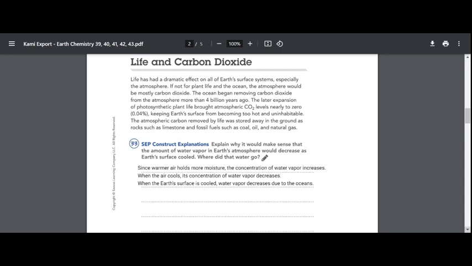So explain why it would make sense that the amount of water vapor in Earth's atmosphere would decrease as Earth's surface cooled. Where did that water go? So we know that warmer air holds more moisture, which means the concentration of water vapor increases. And so when the air cools, its concentration of water vapor decreases. When the Earth's surface is cooled, water vapor decreases due to the oceans.